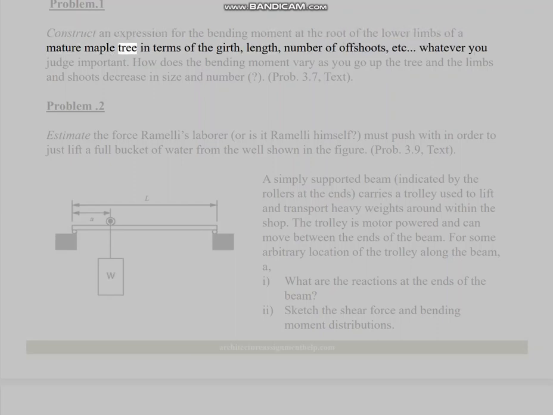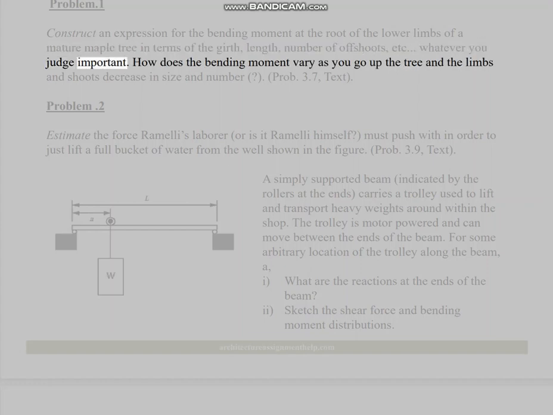Problem point 1. Construct an expression for the bending moment at the root of the lower limbs of a mature maple tree in terms of the girth, length, number of offshoots, etc. Whatever you judge important. How does the bending moment vary as you go up the tree and the limbs and shoots decrease in size and number? Prob 3.7, Text.